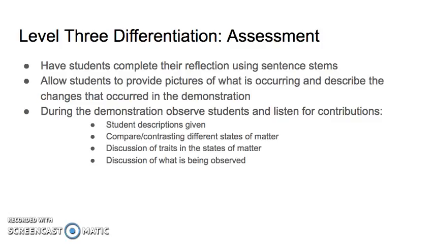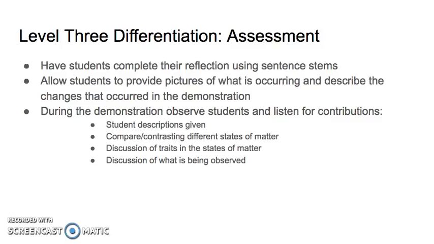To assess our level 3 students, we would have them write a reflection of the experiment by completing sentence stems that we give them. During the experiment, we would allow these students to use pictures of what is occurring and describe the changes that are taking place. So it's almost like they're teaching the class with us.